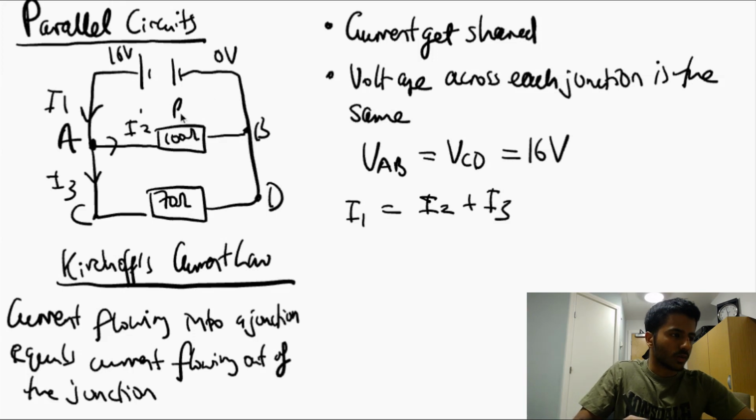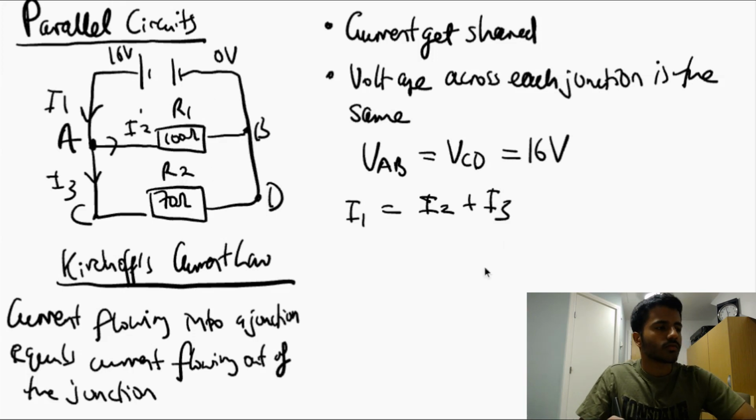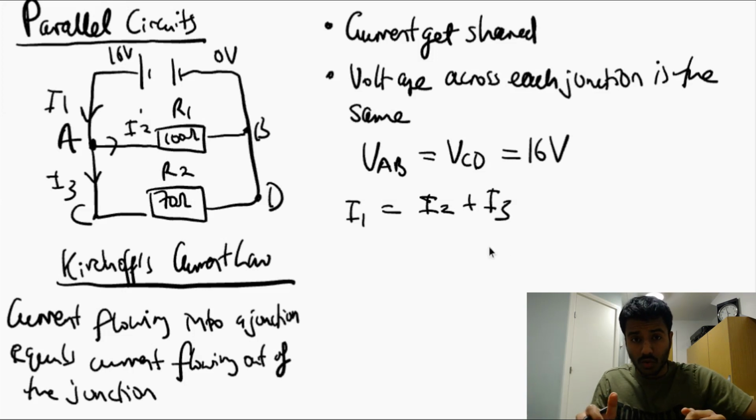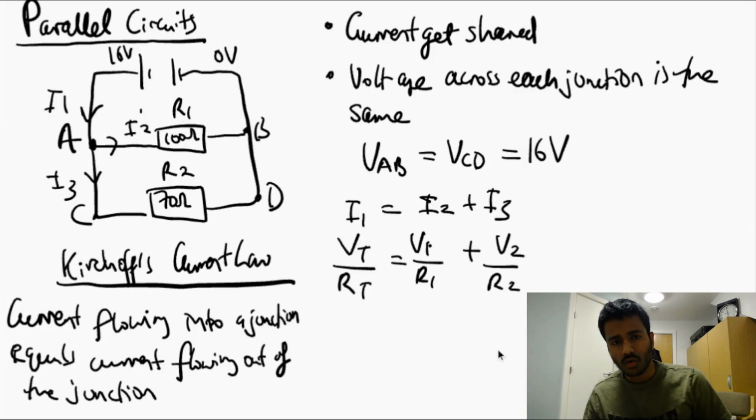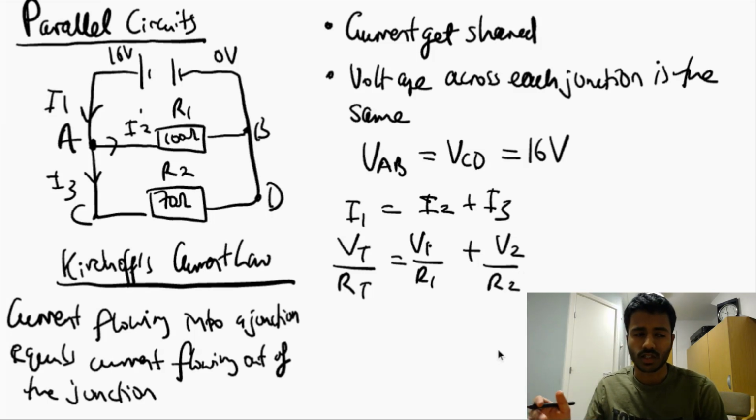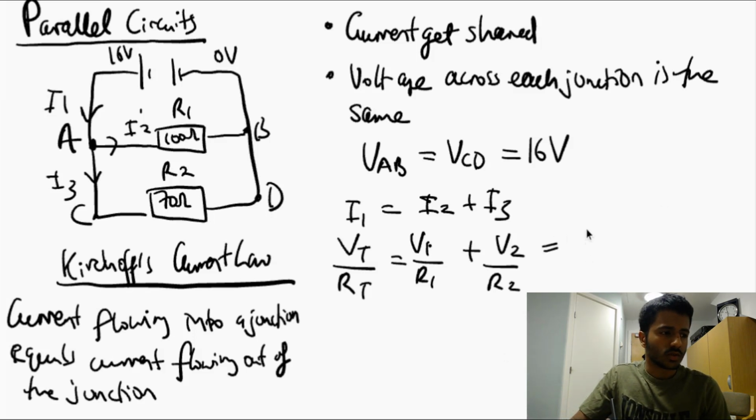Let's call the 100 ohm resistor R1 and this other resistor R2. Based on Ohm's law, we know that V is equal to IR, so I is equal to V over R. And I1 is the total voltage of the circuit divided by the total resistance. And that's equal to the current through R1, which is I2, so let's call it V1 over R1, plus V2 over R2. And we know that in a parallel circuit, voltage remains the same. So this is equal to Vt over R1 plus Vt over R2.